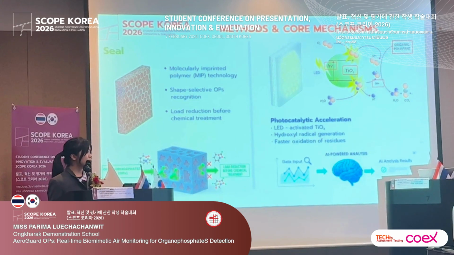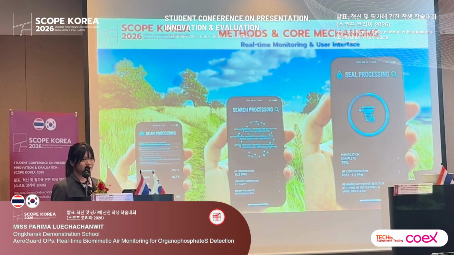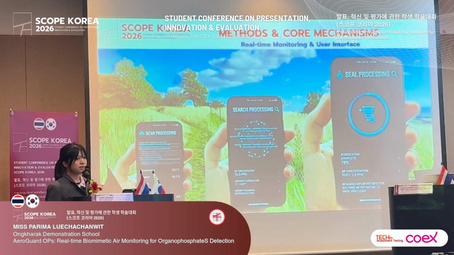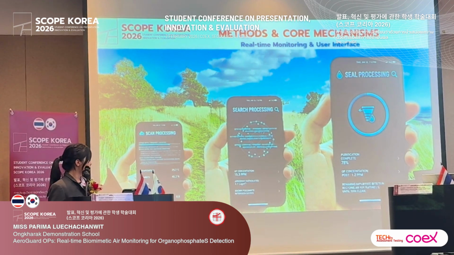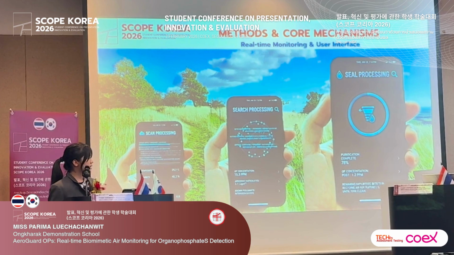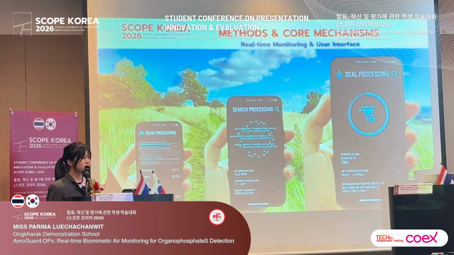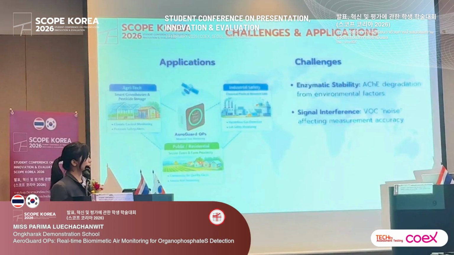But where are we going to see the result? In the real-time monitoring user interface, which has three states. First state is scan processing, which shows basic data such as temperature, humidity, and pH. The second one is search, which shows whether the air is dangerous or not, and seal processing tells whether it is safe already or not.